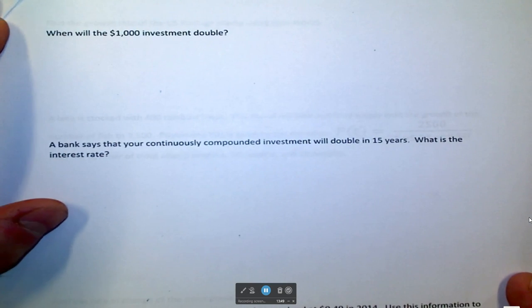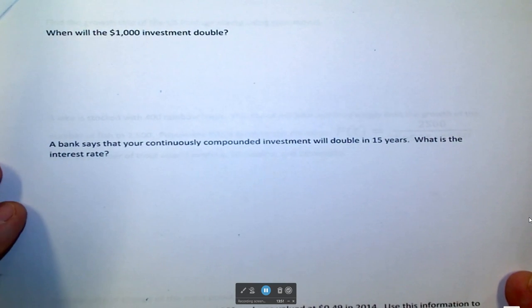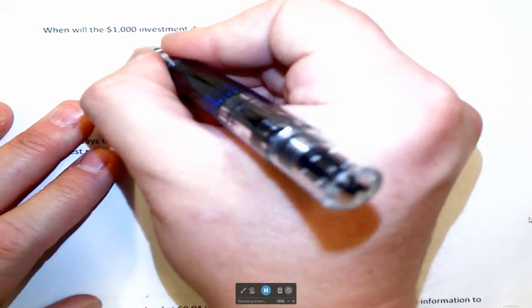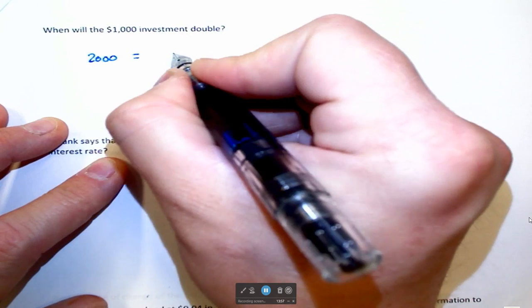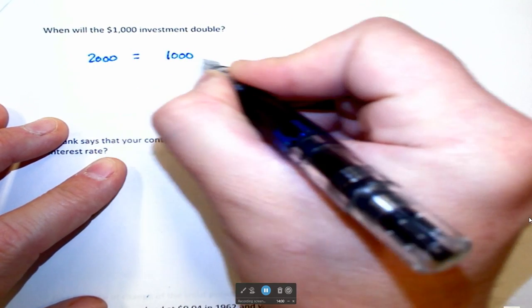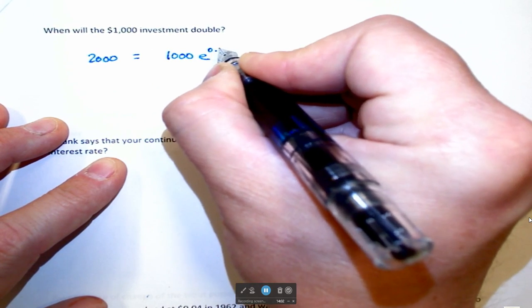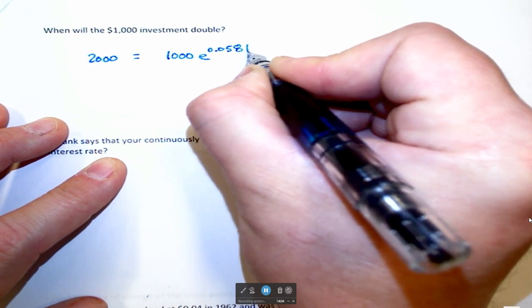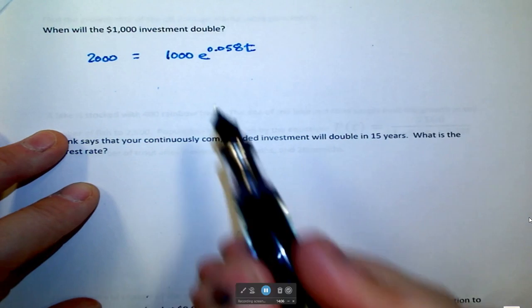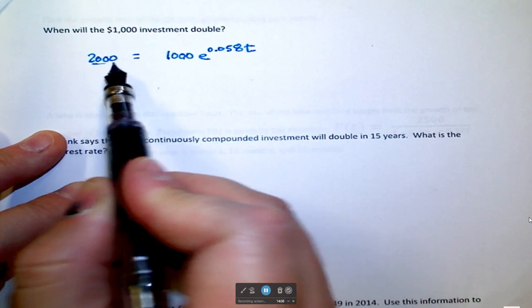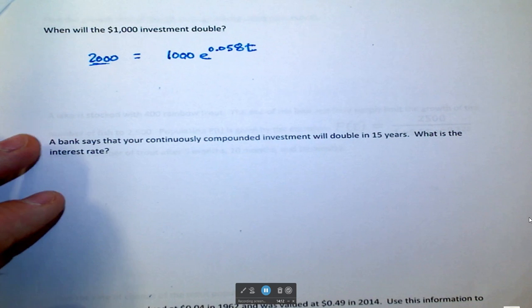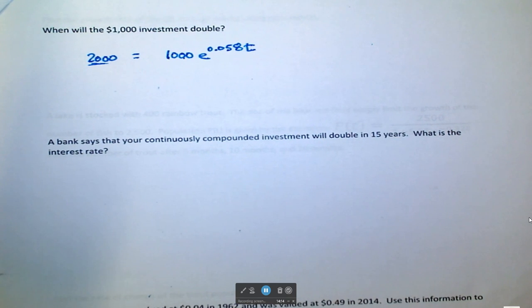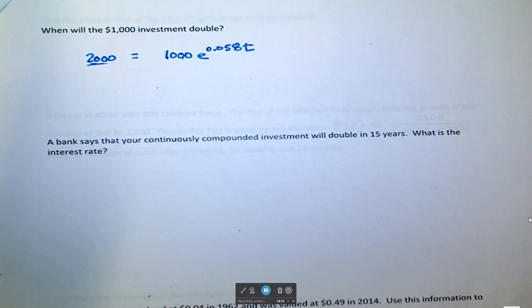It says, when will this $1,000 investment double? So our model becomes this: 2,000 equals 1,000 e to the 0.058t. Right? So we started with 1,000. Double would be 2,000. And they want us to solve this. And what I'm going to do, guys, I'm going to use a 2-color code here. I'm going to do my work to the problem in red.